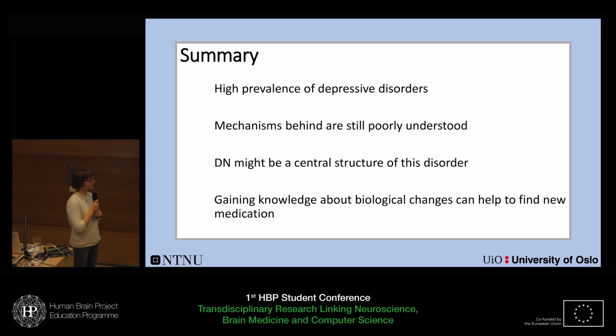And just to sum it all up, MDD, or depressive disorders in general, have a really high prevalence in our society, and the mechanisms are still poorly understood. But the default network might play a central role in this disorder, and just finding out what kind of changes occur there might help to find new medication, or just to see why some are more resilient or why others are less.